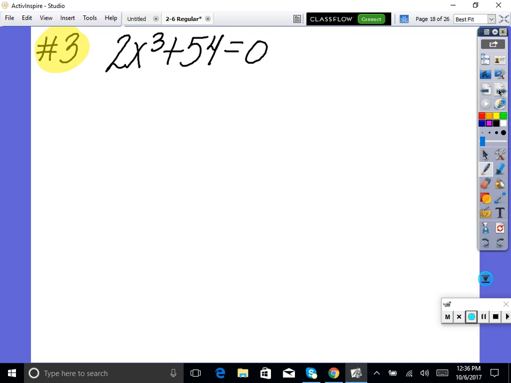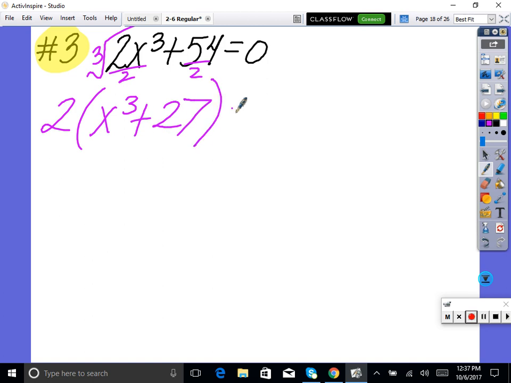Do you see how if I try to cube root this, the cube root of 2 is a problem? It doesn't come out a whole number. So that doesn't work. What we should have done first was pull out a greatest common factor. Don't they both divide by 2? Pull out a 2, divide by 2, divide by 2. Left is x cubed plus 27.